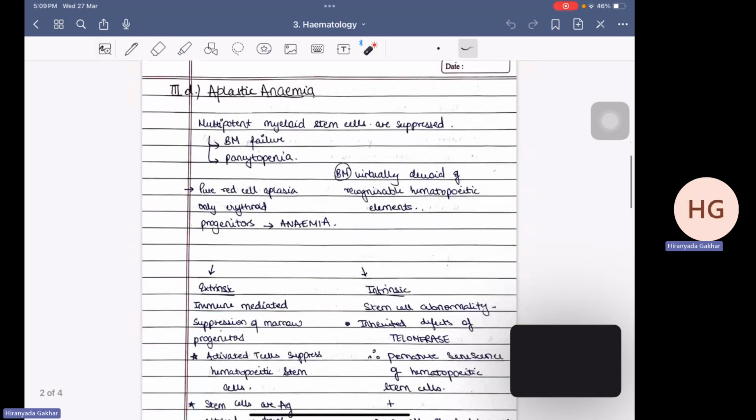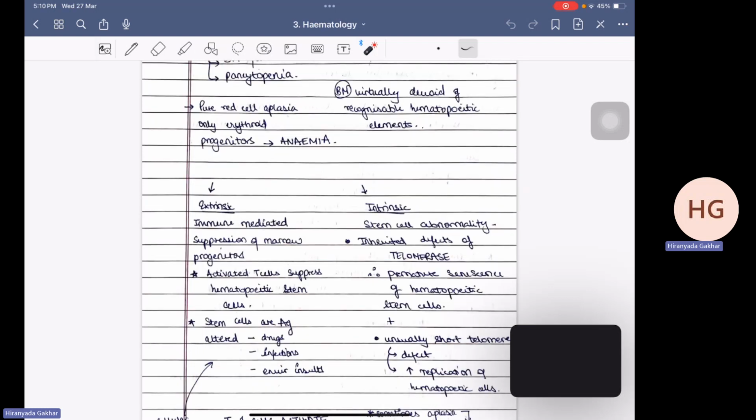So, focusing a little more and in detail on aplastic anemia. Aplastic anemia is a multipotent myeloid stem cell disease where they are suppressed. What happens is it results due to a bone marrow failure and can lead to pancytopenia. And the three symptoms of pancytopenia were discussed previously.